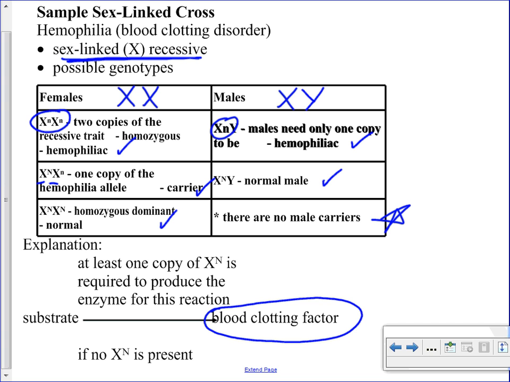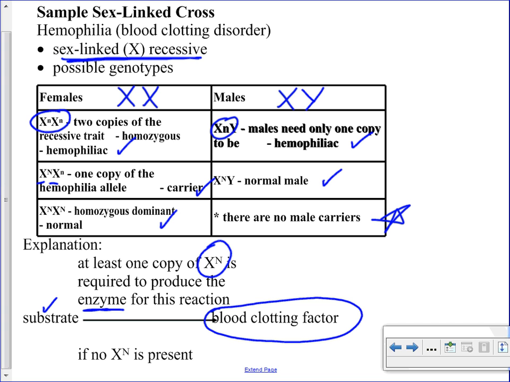But in order to make this blood clotting factor, you need to have a starting material called the substrate, and then you need to convert it into the blood clotting factor. In order to do that, you need some instructions, and those instructions to make the enzyme that performs this conversion come from the dominant version of this gene, which is X with big M.